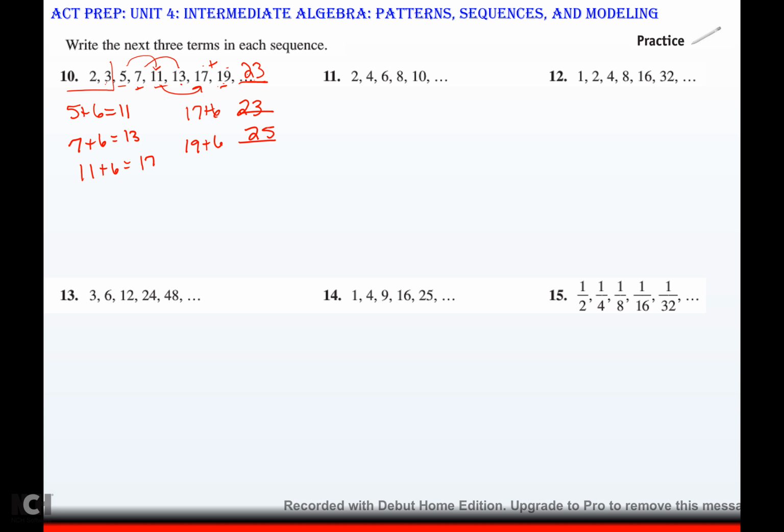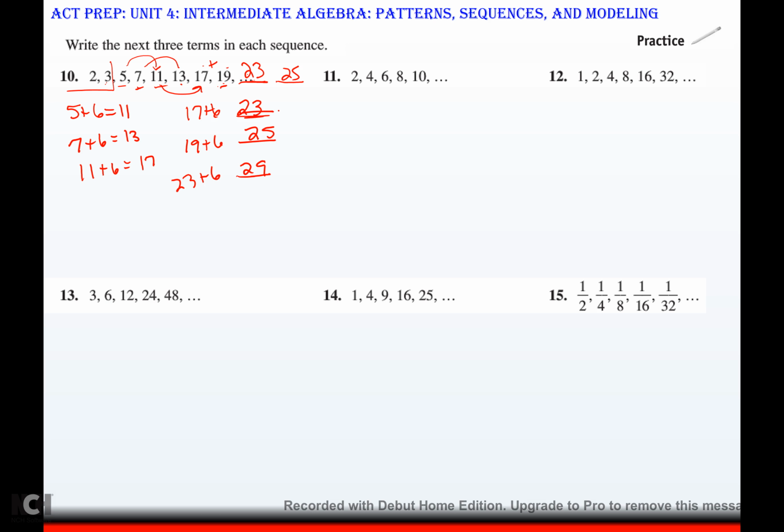25. Oh, I can't find it. There it is. And then, so that would be my next one. And to get my next one, I don't take 25 plus 6. I do 23 plus 6, which is 29. And I should have looked in the ACT book to check his answer, but that's the one Google came up with, which is the only one that makes sense to me.